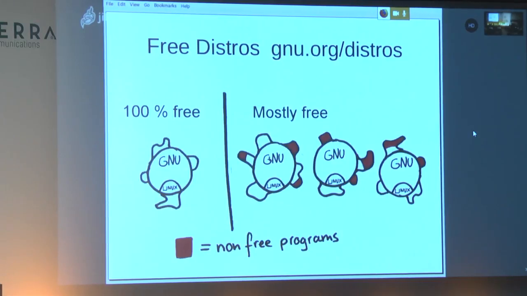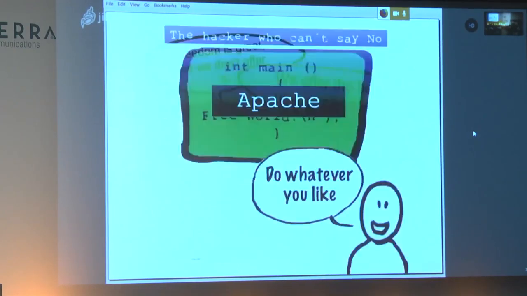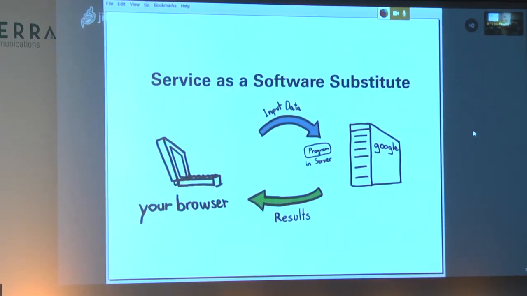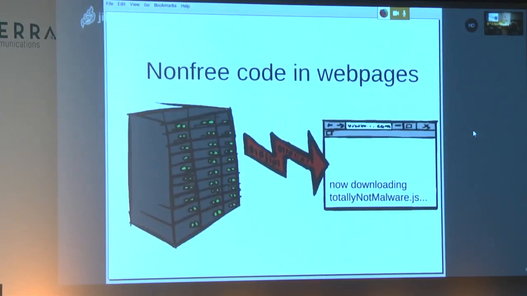You can choose a free distro that way. There are around 10 of them. The rest, as far as we know, are all non-free. And by the way, if there's only free software installed on your computer, that doesn't mean you're running only free software.